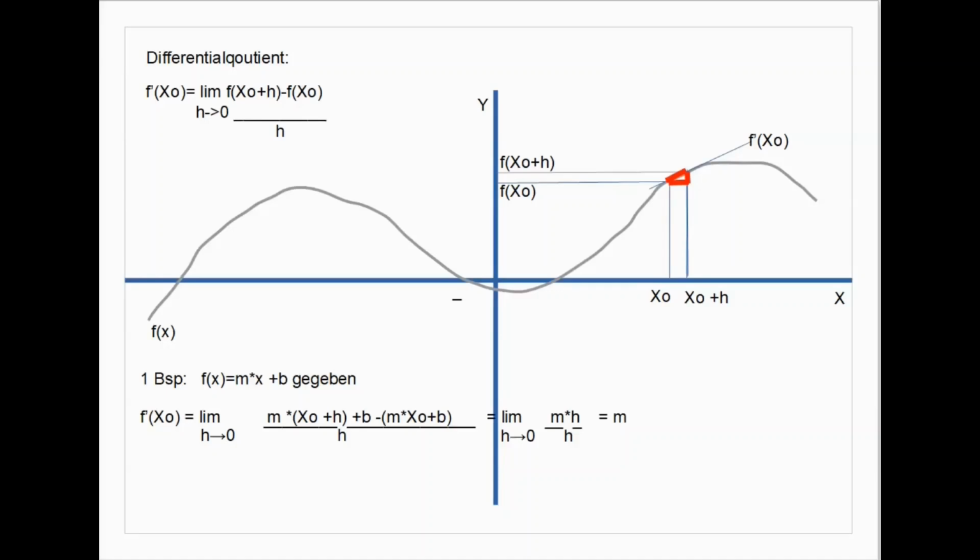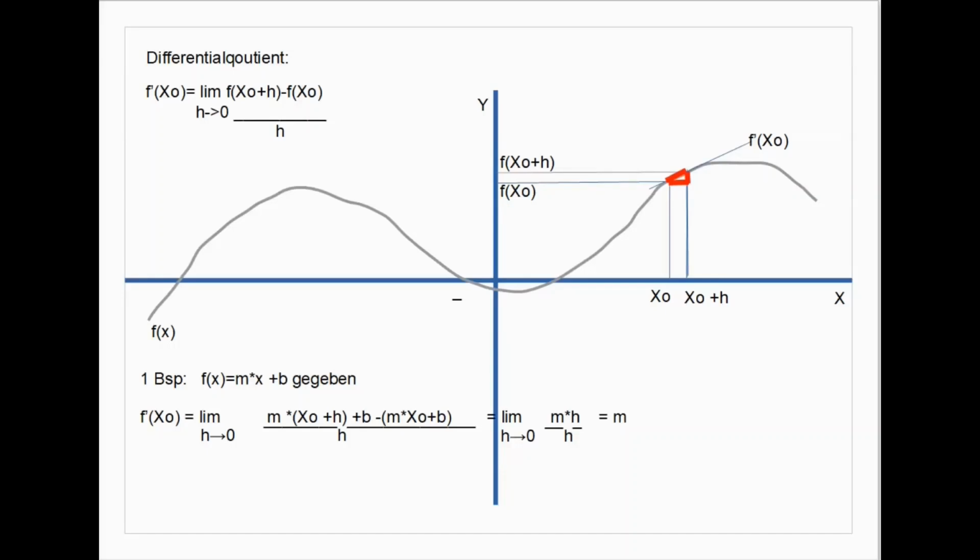I have now drawn in a selected point here with x0 and f of x0, and we want to calculate the slope at the point x0, f of x0. To do this, we add a second point, which is identified by the coordinates x0 plus h and f of x0 plus h, and form a slope triangle. That is the triangle marked in red in the figure.